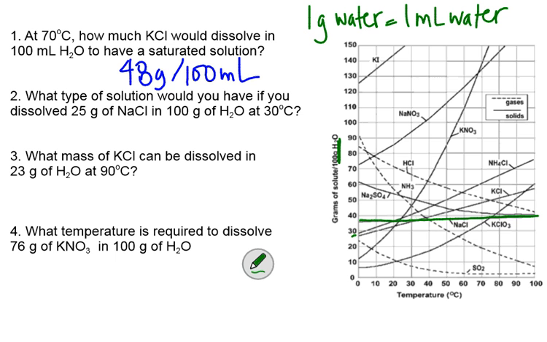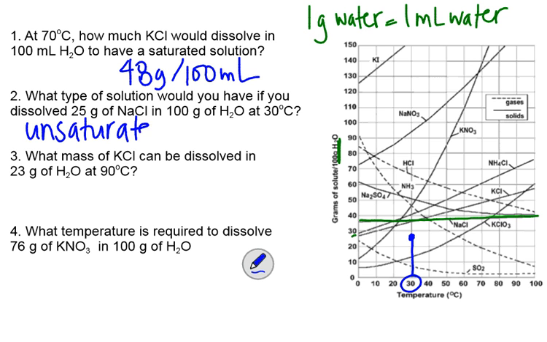Okay. And it says, what type of solution would you have if you dissolved 25 grams in 100 grams of water at 30 degrees? So I start at the 30 degree mark and I go up to 25. Oh, so that's right here. Okay. So because my point is below the line, that is an unsaturated solution.